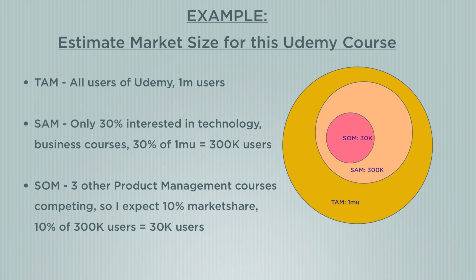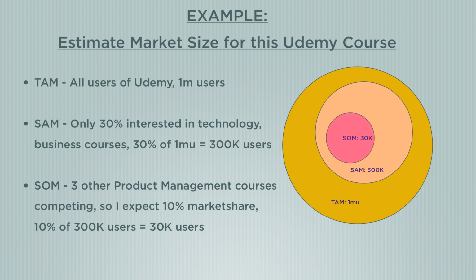That means of these 300,000 users who are interested in taking a product management course on the Udemy platform, consisting of 1 million users, so of these 300,000 users, maybe only 10% of them will likely buy my course. So 10% of 300,000 is 30,000 users. And so that will be my share of market.